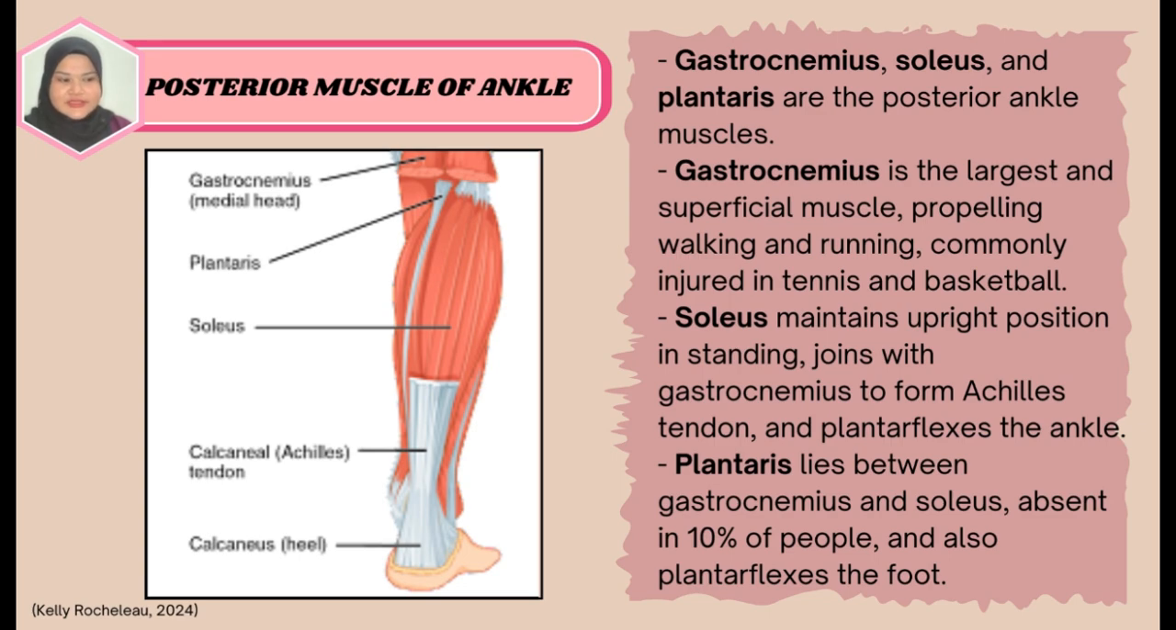Second, the soleus is used to maintain the upright position in standing, joins with the gastrocnemius to form the Achilles tendon, and plantar flexes the ankle. So, as we know, when we have any injuries to our Achilles, we have difficulty standing up. This is because the soleus joins with the gastrocnemius to form the Achilles tendon that is used to maintain the upright position in standing.